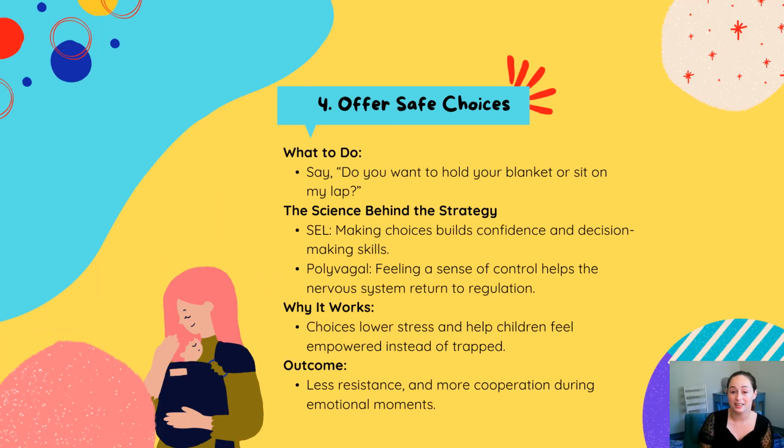Giving a child a choice in the middle of a tantrum may seem small, but it's actually really powerful. So, do you want to sit on the couch or on your bed? This gives them control over something safe. From an SEL perspective, making choices builds problem solving and confidence. In polyvagal terms, it moves them towards regulation by removing the feeling of being trapped.